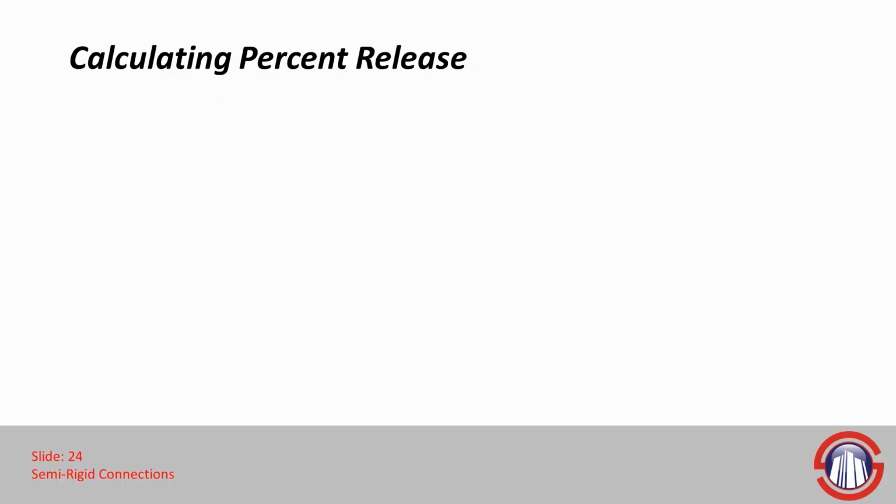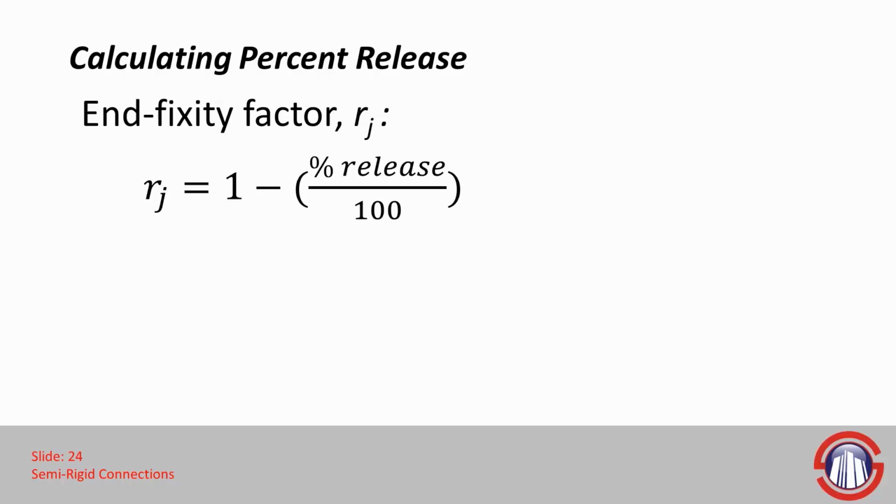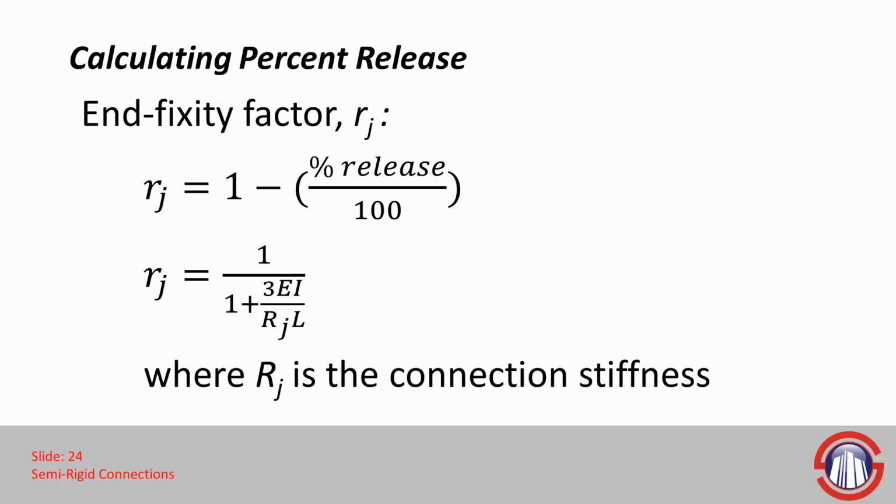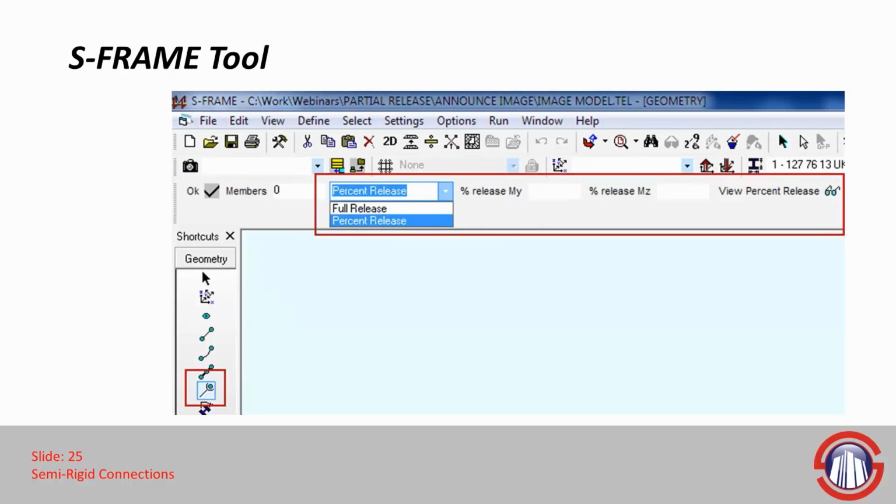Now we can also calculate this from the end fixity factor, if we know the percent release. So the value, Rj, is the stiffness of the connection. And this gives us a way to calculate our percent release by knowing our connection stiffness. And there's actually a resource that we'll refer to at the end of the presentation that gives you more information on this. But using SRAM's member end release tool, the one that you may already be familiar with, we can specify whether we want a fully pinned release or a partial release from the data bar. And we can even enter the percent release there.